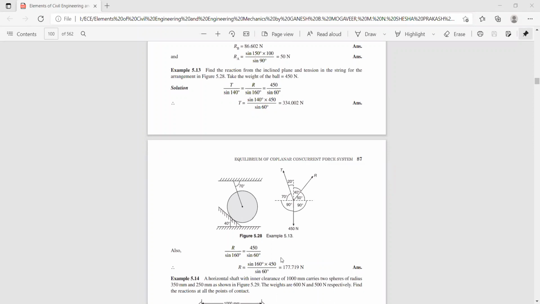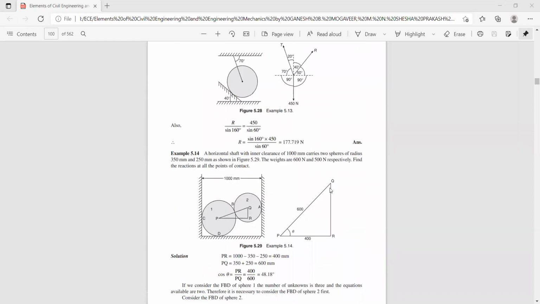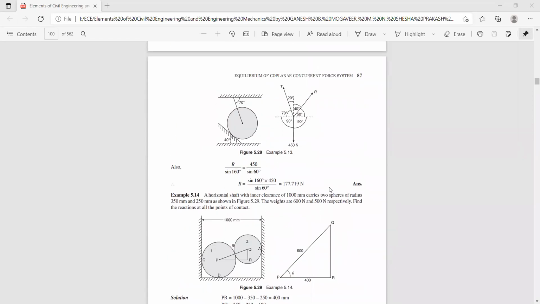So thereby the answers are, the tension in the string works out to be 334.002 Newton, and the value of reaction is about 177.719 Newton. So now the same problem you can also solve by the equilibrium method, by putting the condition sigma Fx is 0 and sigma Fy is 0. So next we shall proceed with the problems wherein you have two spheres.